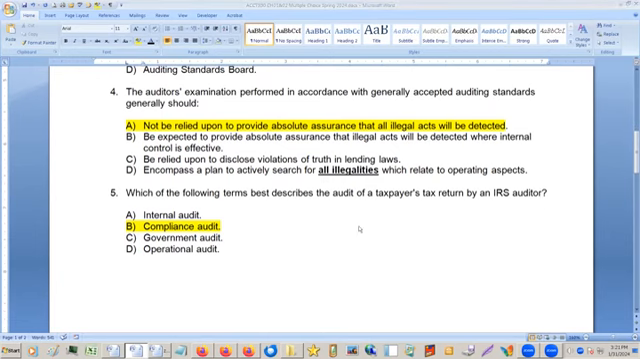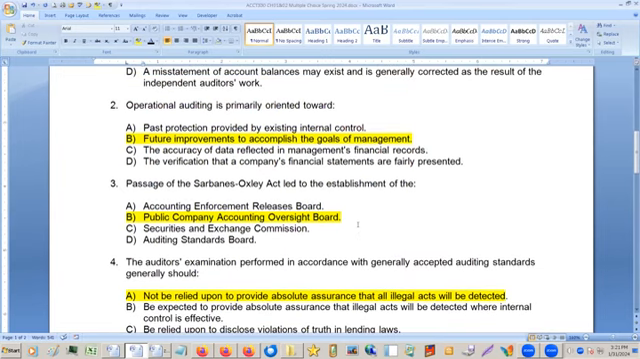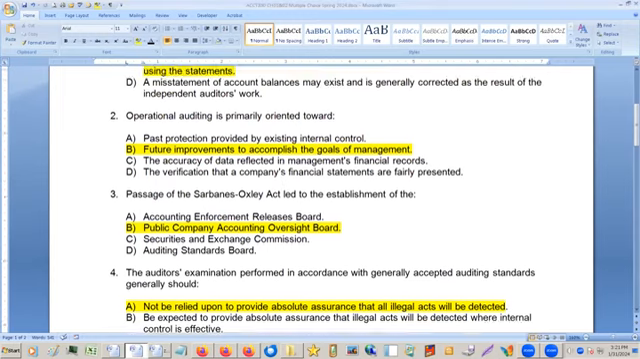Professor, what was the answer for 2? Future improvements. Okay. Thank you. Yeah, operational auditing.